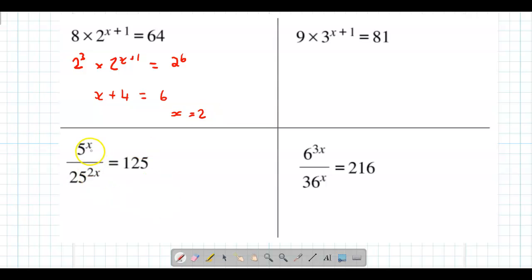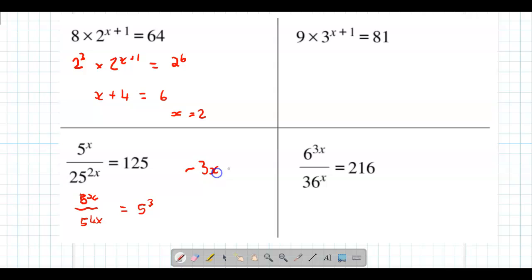On the next one, if we can make 5 the base, everything's going to be to the power of 5. So this is also already to the power of 5. And we make this 5 to the power of 2. So we multiply this by 2 to get 4x. And 125, we've already seen, is 5 to the power of 3. So now we simplify this. We've got x minus 4x giving me minus 3x and 3. So x is minus 1.